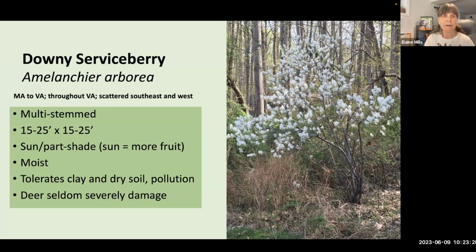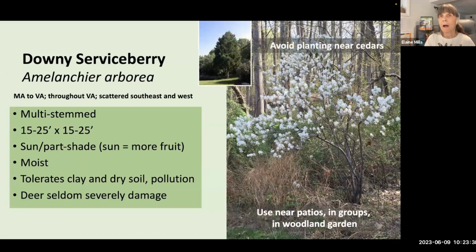It ranges in height from 15 to 25 feet. It's a multi-stemmed plant and one that you might like to add near patios, in groups, or as shown here in a woodland garden. I would avoid planting it if you have cedar trees nearby, because these two categories of plants are alternate hosts for cedar apple rust. This plant can grow in sun to part shade. The greater the exposure to sun, the more fruitful it will be.